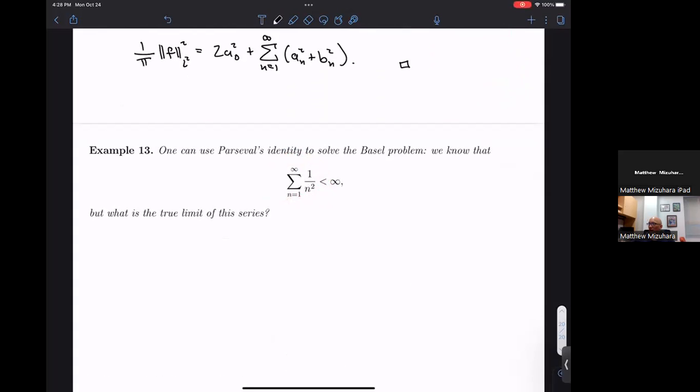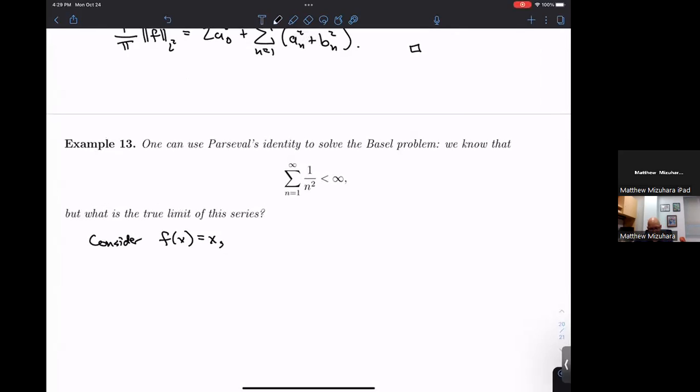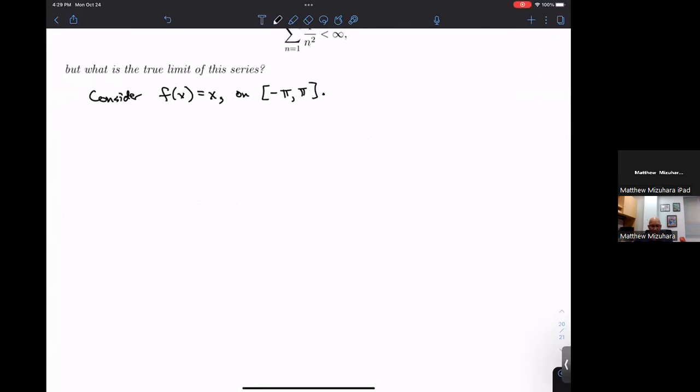So the big idea here is to take the Fourier series of the right function. The right function in this case is to consider f of x equals x. That's it. And let's see what happens. So in particular, I'm going to consider this function f of x equals x. And again, because I'm going to do Parseval, let's do it on the interval negative pi to pi. Okay, so let's begin by first calculating the Fourier series.